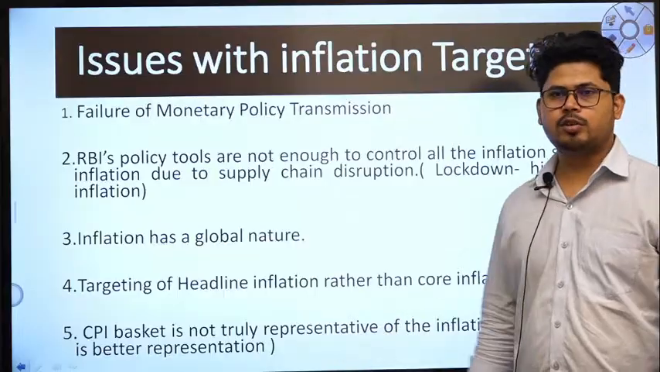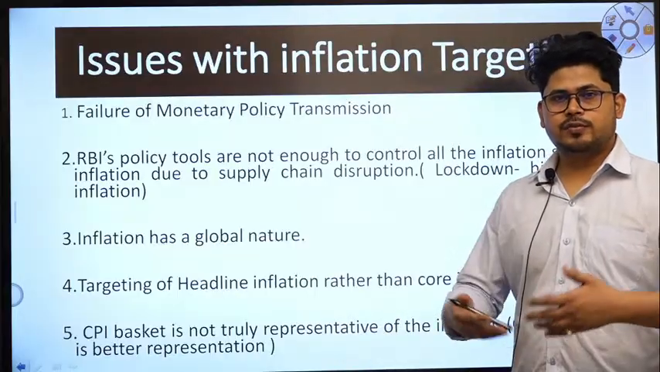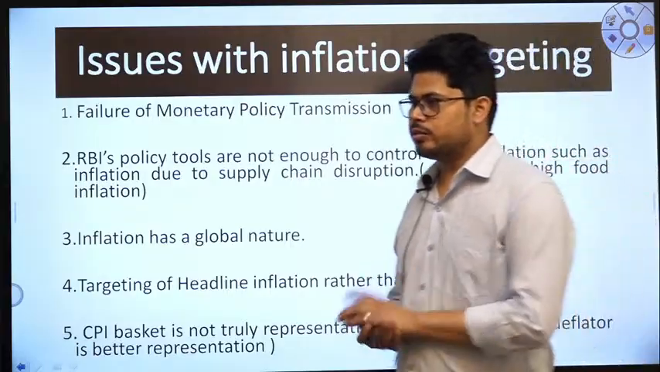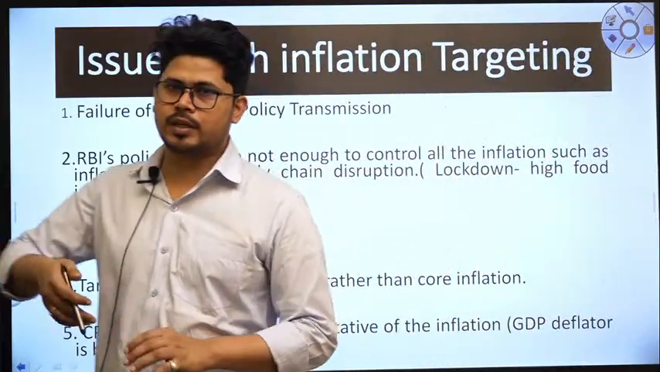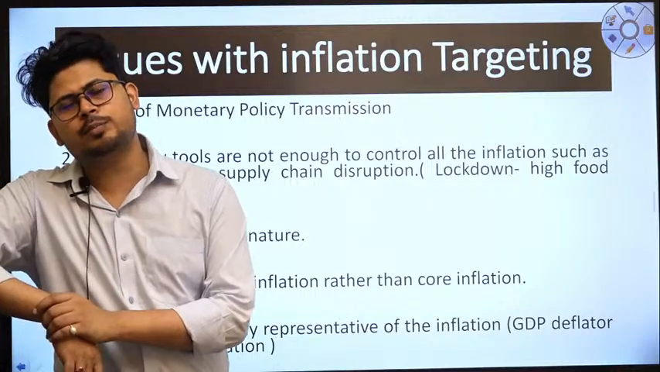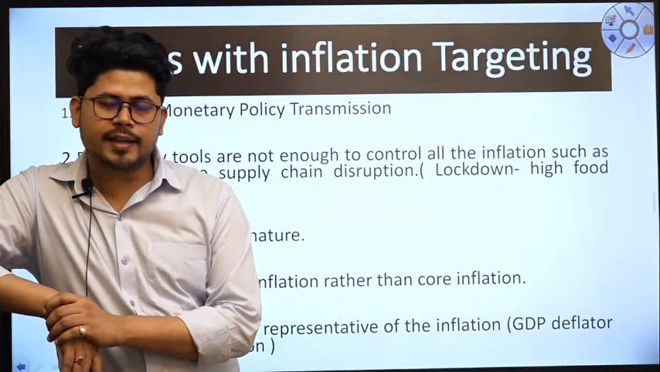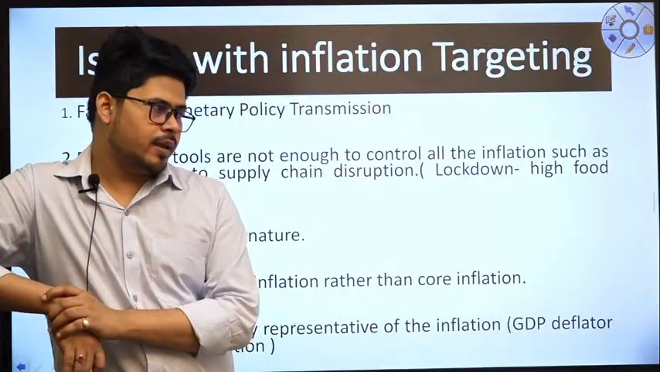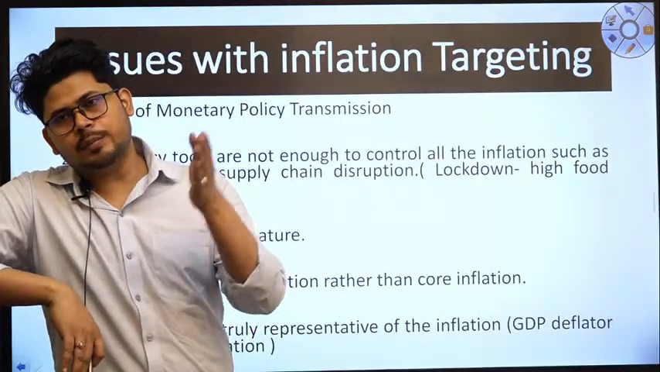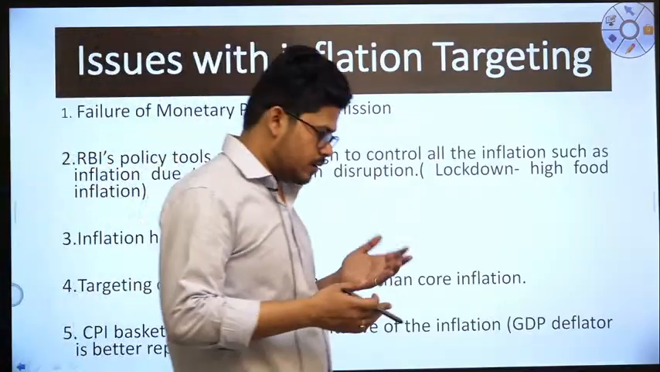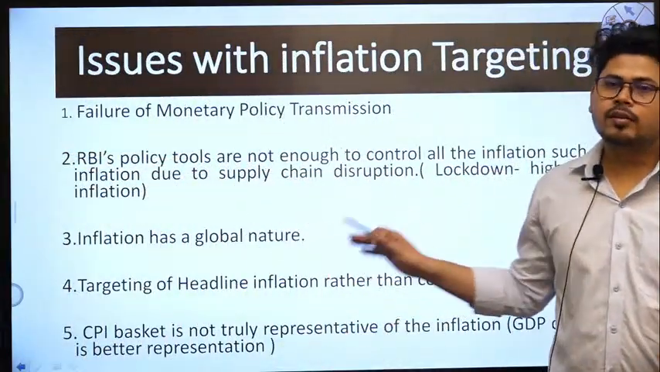Inflation has a global nature also. For example, if there was a drone attack on the Saudi Aramco, the biggest company of Saudi Arabia that produces crude oil, an attack allegedly from Iran, due to which Saudi Arabia limited its production and the price of crude oil increased throughout the world. And that was a global phenomenon.